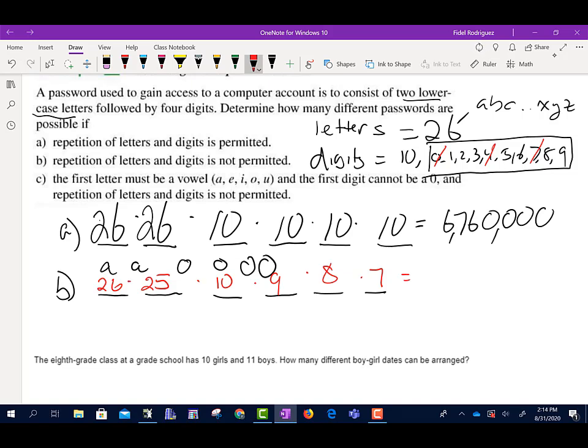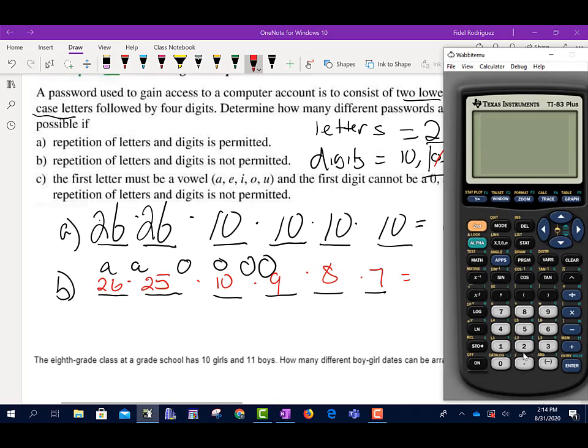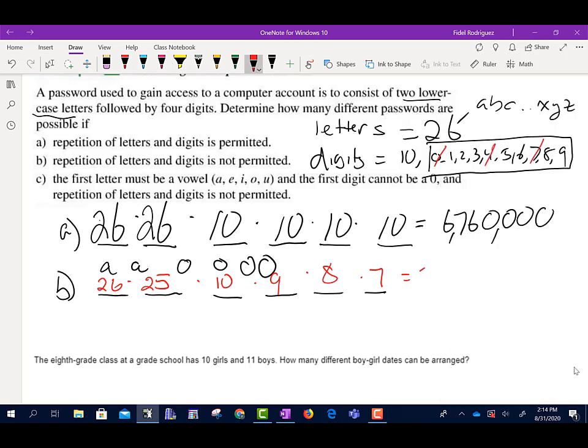And again, I'm just going to multiply these out. Let me grab my calculator again. Let's clear it. I'm going to go 26 times 25 times 10 times 9 times 8 times 7. And I'm coming up with 3276 and then 3 zeros. So now we have 3,276,000.